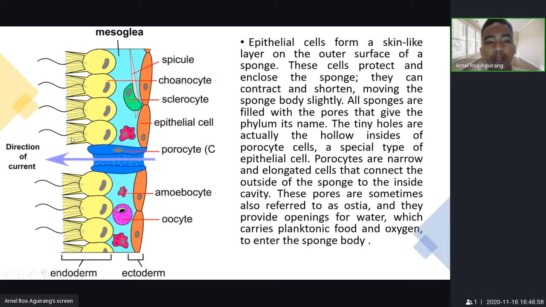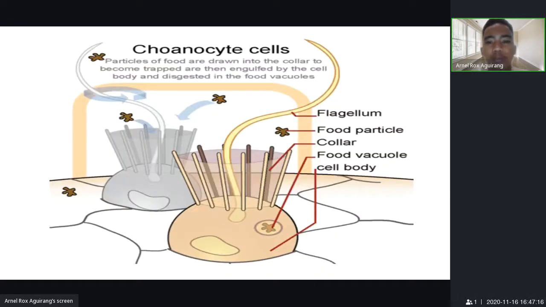The water then arrives at those tiny hair-like structures, which filter out the planktonic organisms that enter, and they engulf them. The particles of food are drawn into the collar to become trapped and engulfed by the cell body and digested in the food vacuoles. So, yes.